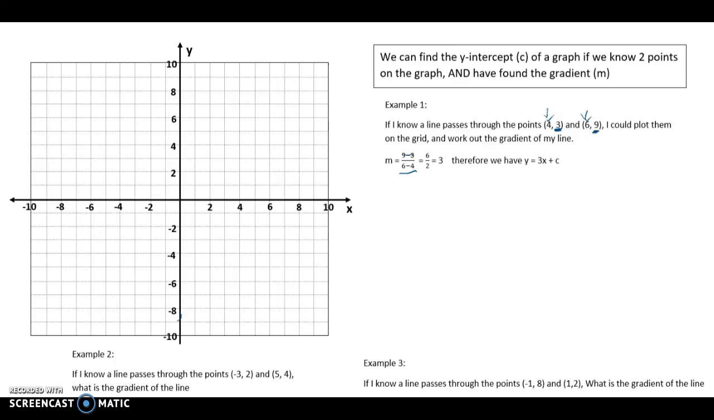I've got 6 over 2, which gives me 3. So I had a gradient of 3. That means M was 3. So I have an equation so far, y equals 3x plus, and I still don't know what C is, and we're going to find that out now.